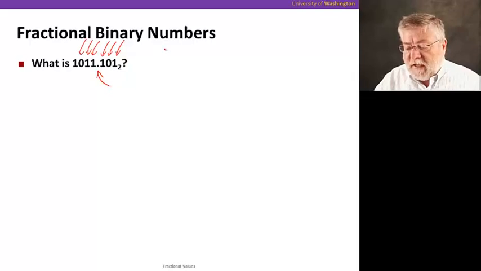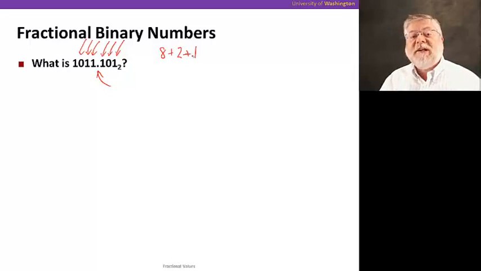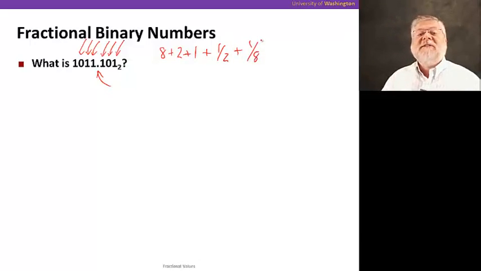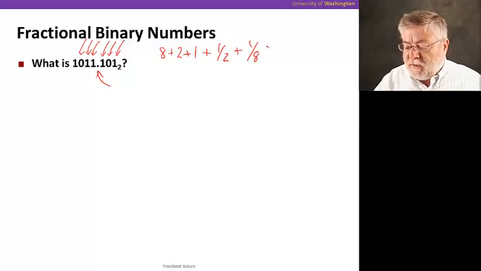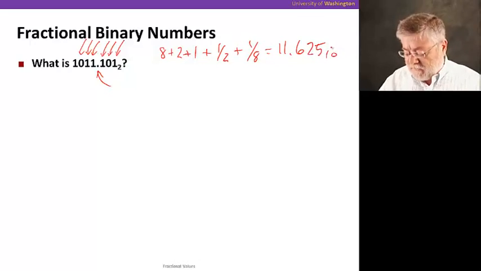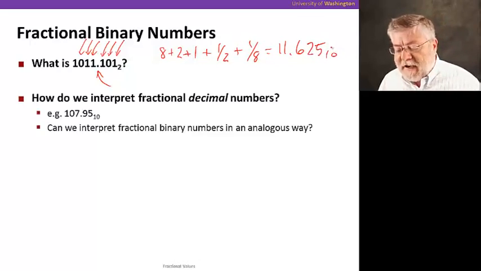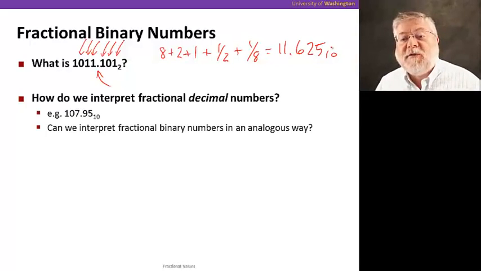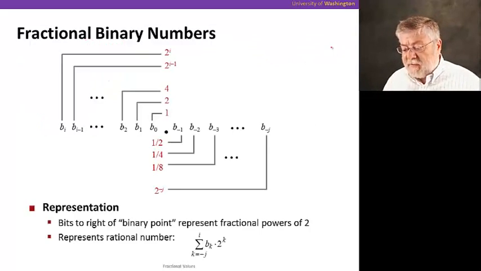So this number is an 8 plus a 2 plus a 1. That's the integer side, the left side of the binary point. So that's the number 11. And then we have a half and an eighth. Not a fourth because that's a 0. So in this case, this number comes out to be 11.625 in decimal. Okay? And we're in fact going to interpret fractional binary numbers the same way we do with fractional decimal numbers. Okay? We're going to do exactly the same things.